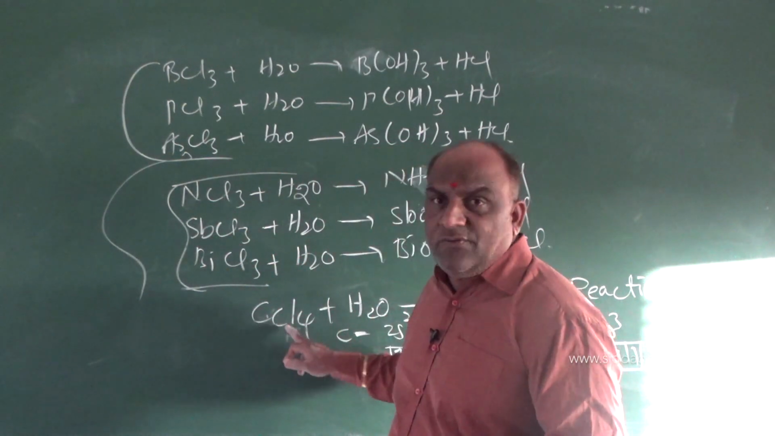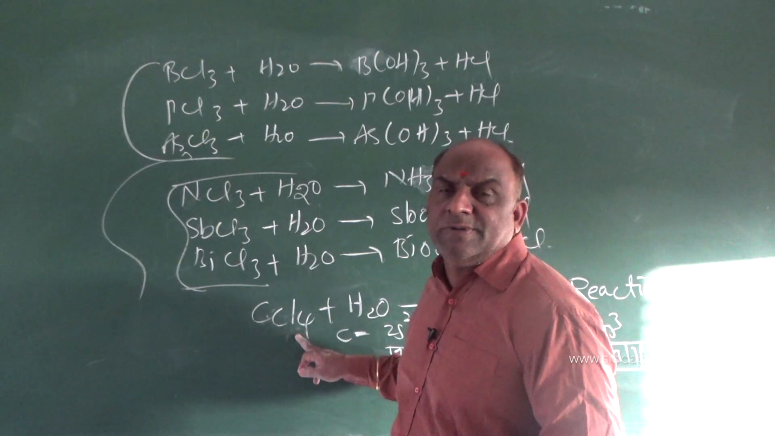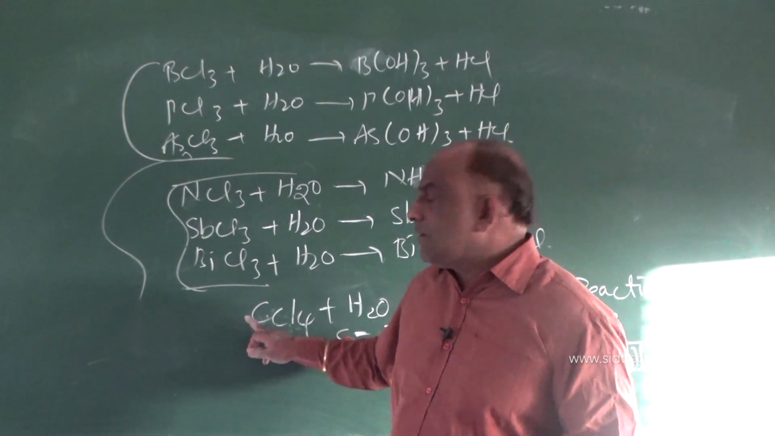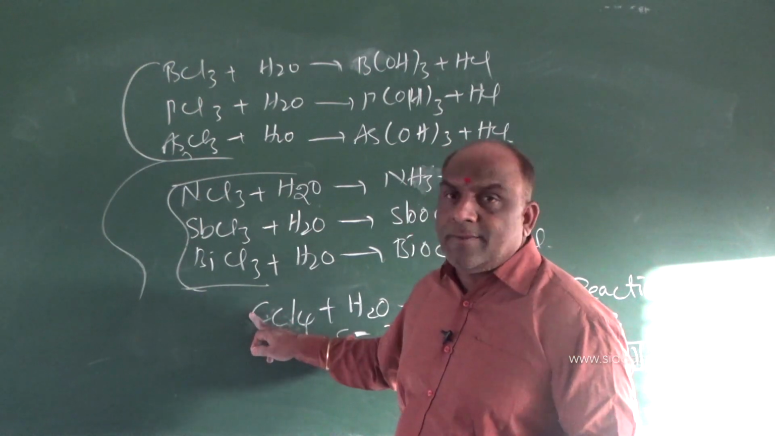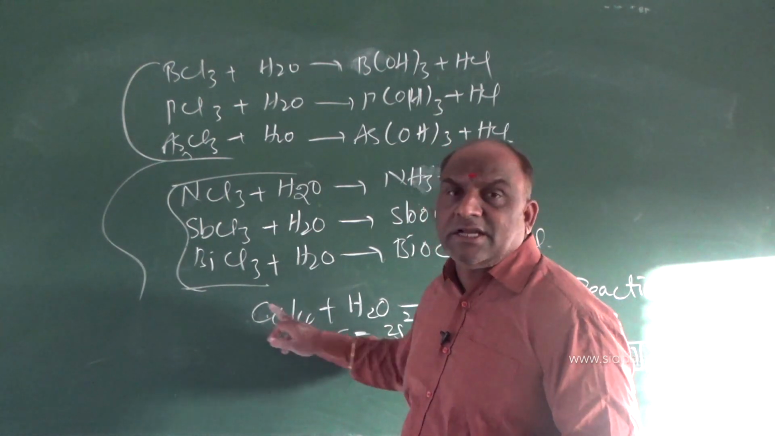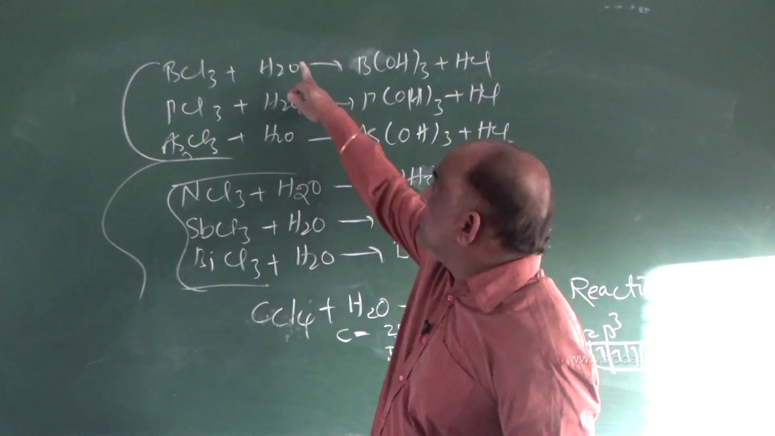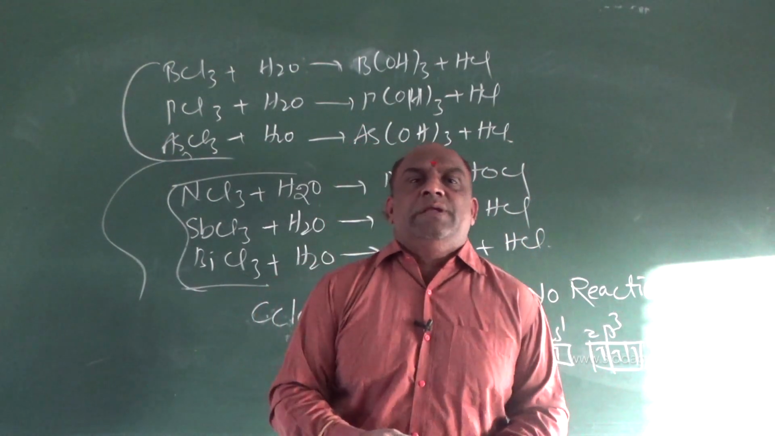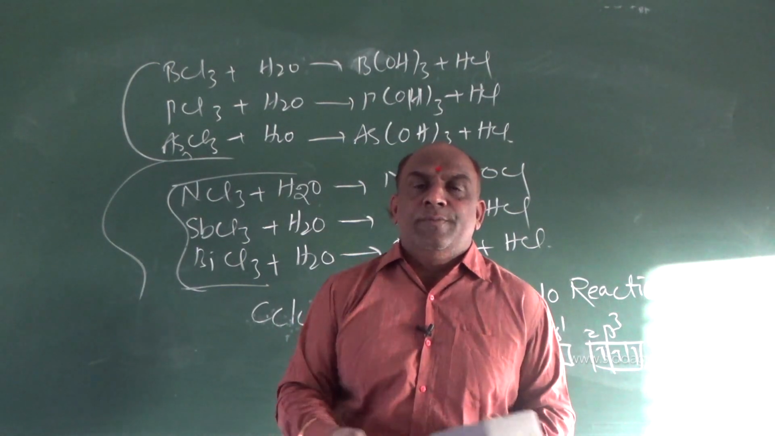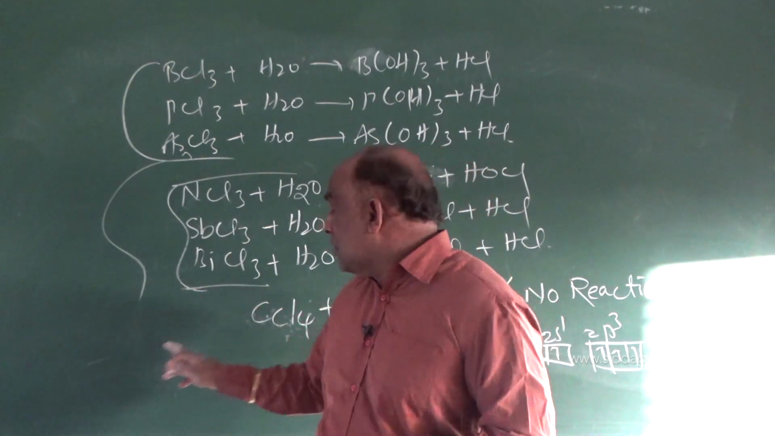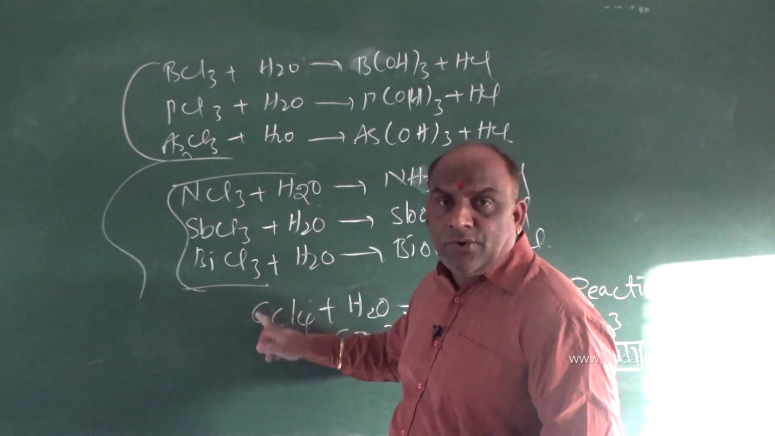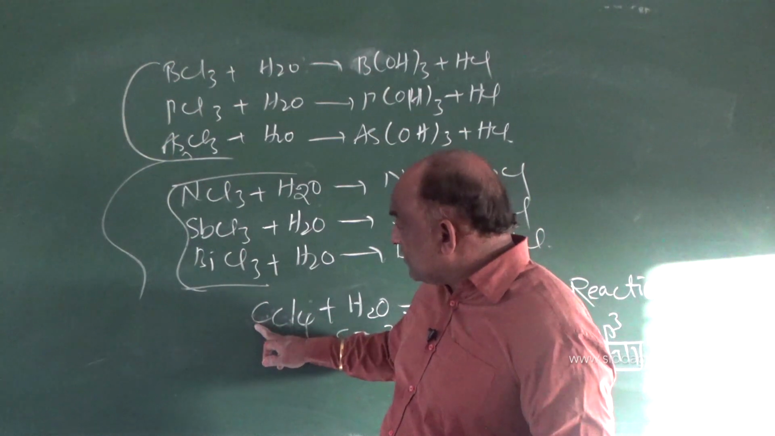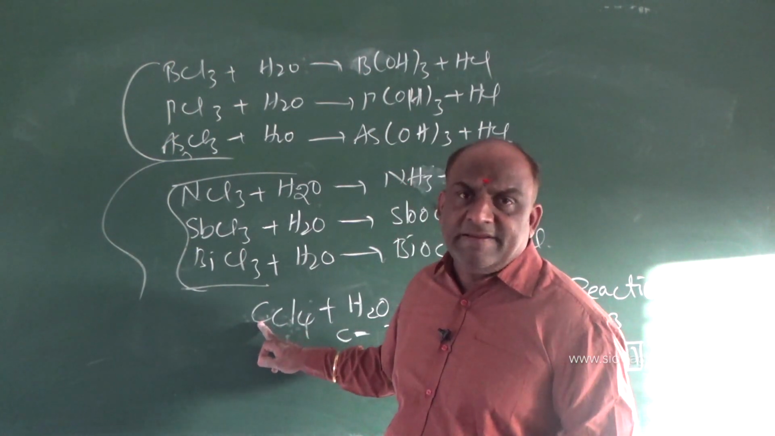But in CCl4, chlorine is special. Why? Because the chlorine electronegativity value is more than carbon, so chlorine carries a negative charge and carbon a positive charge. The attacking oxygen lone pair is also negative, so negative versus negative repulsion takes place. Due to the repulsion, the lone pair is not easily accommodated on chlorine's vacant orbitals. Due to that reason, and due to the absence of vacant orbitals in carbon, that is reason 1.